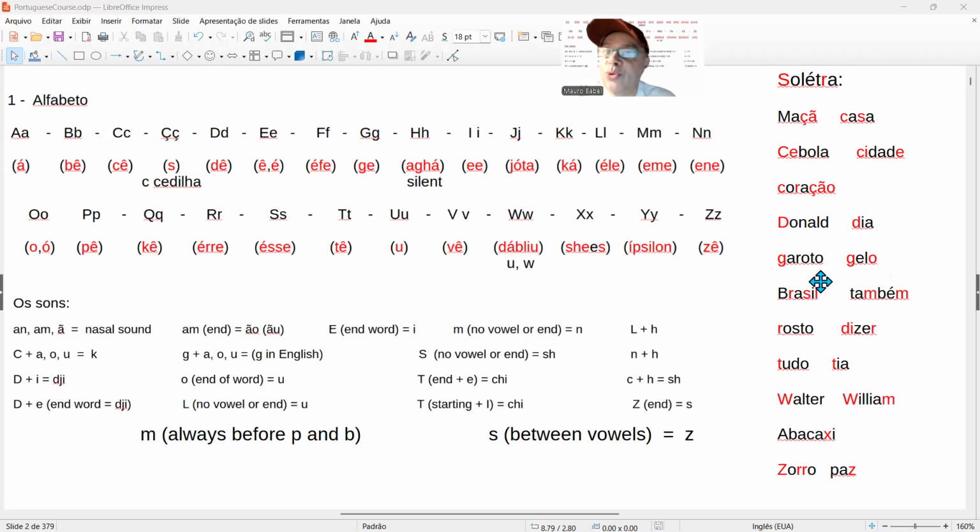Again, garoto. What is the meaning of garoto? Boy. All right. Don't worry. You don't have to memorize these words now. All right.